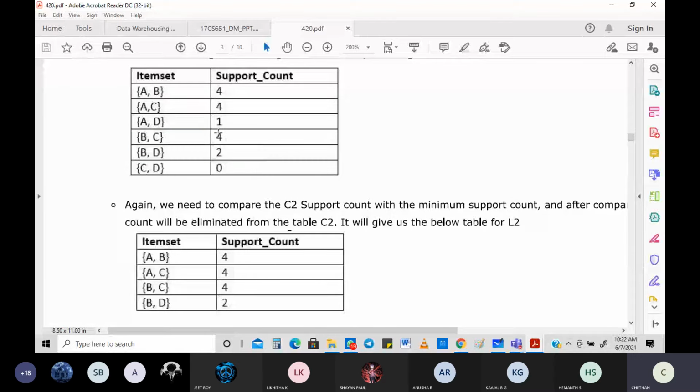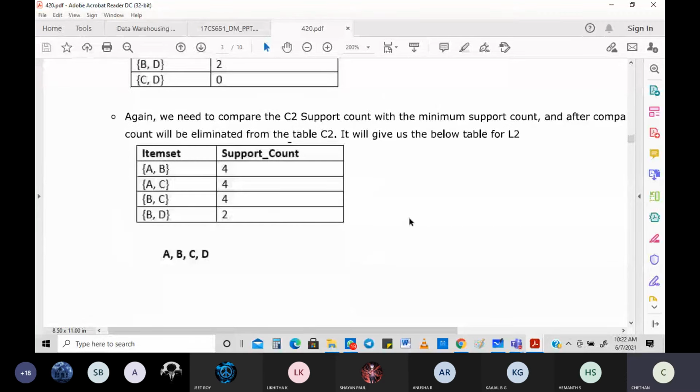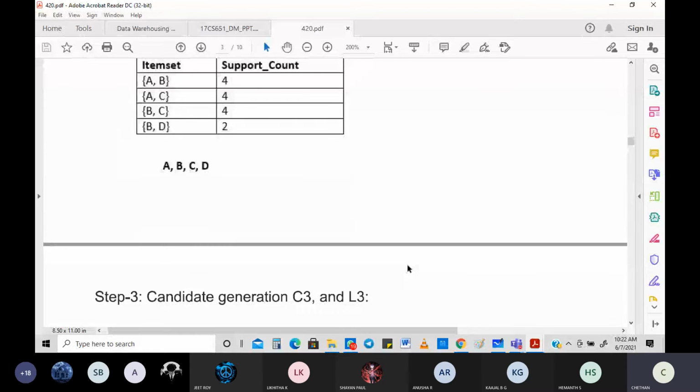All other things, what about AD? Support count of only 1, taken out. CD, support count of 0 will be taken out. Okay, so we got this one. A, B, C, D. Now you can see very clearly A, B, C, D. Only 4 are there.